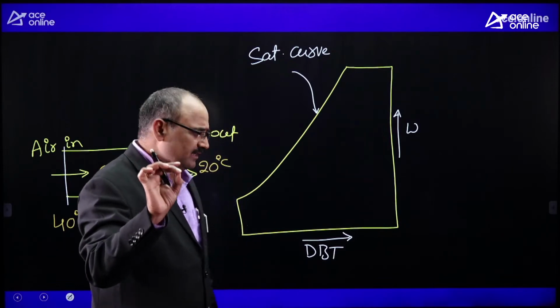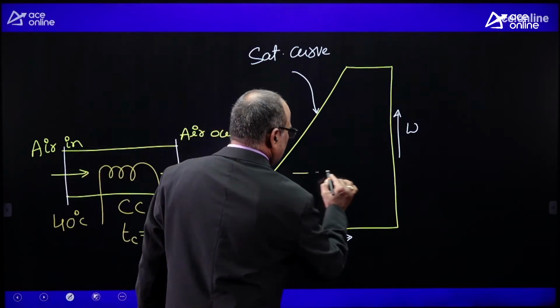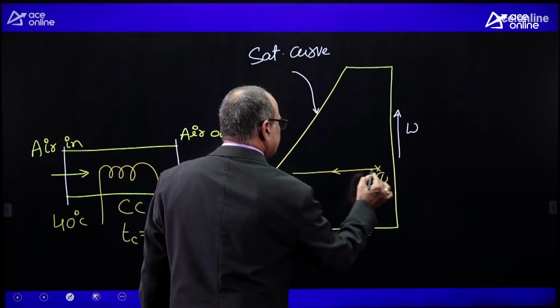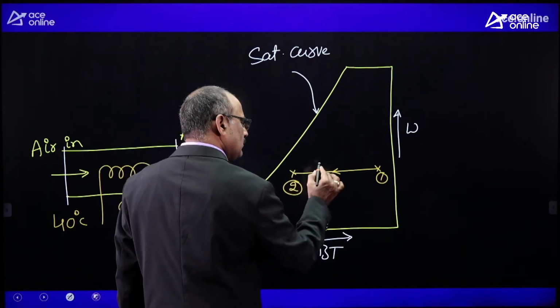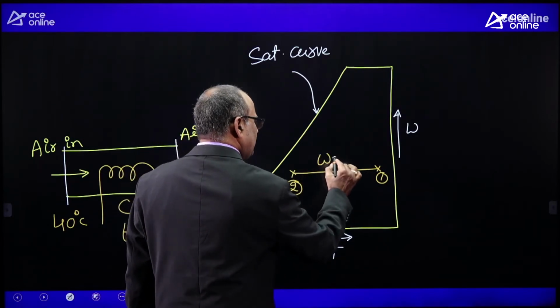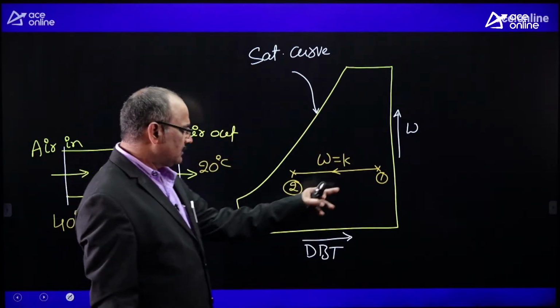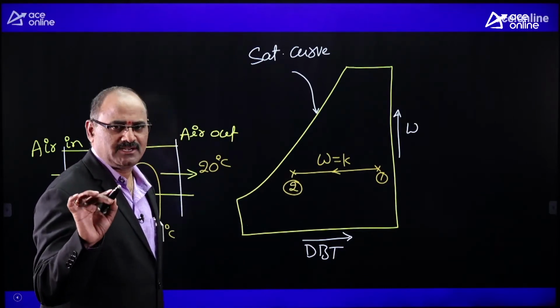cooling. That sensible cooling in the psychrometric chart can be marked like this. This is the representation of sensible cooling. During the sensible cooling process, specific humidity remains constant.